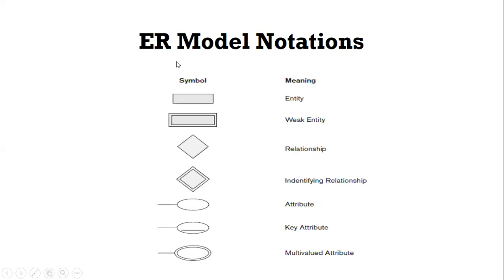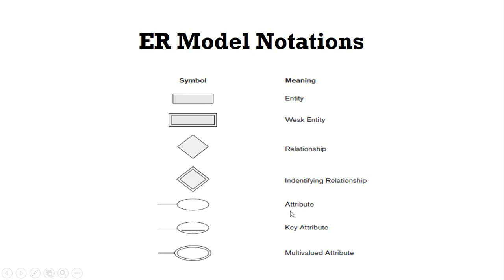You can see here the rectangle symbol will be used to represent an entity. Two rectangle symbols will be used to represent a weak entity, and the diamond symbol will be used to represent the relationship between the entities or any other components. The double diamond will be used to mention the identifying relationship. For example, if we have 4 or 5 entities in our ER diagram, in order to identify the relationship among the entities, we will use this double diamond shape.